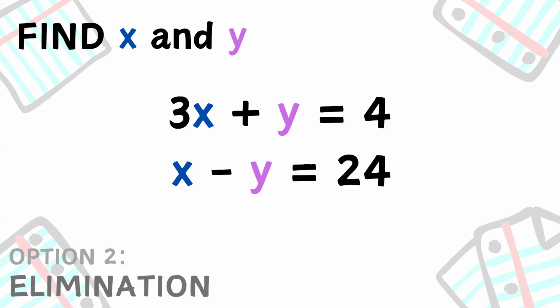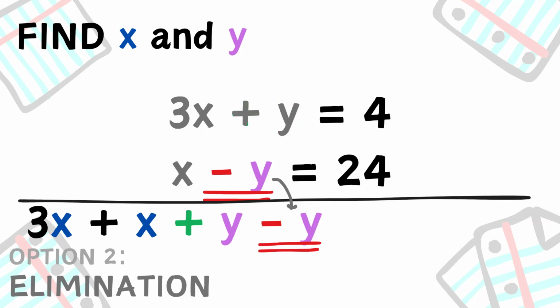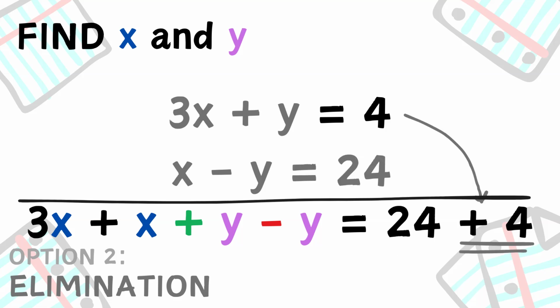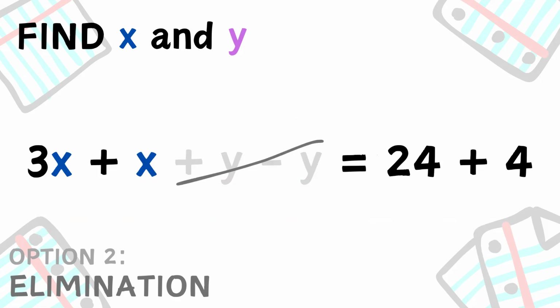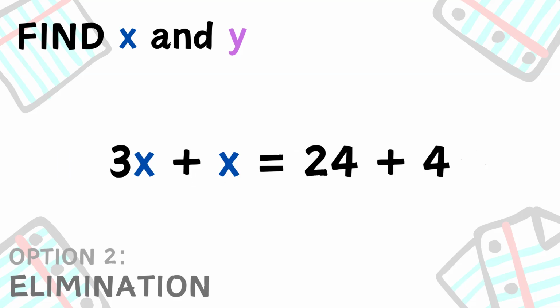Now, we could have also used elimination to solve for x and y. We notice that on the left we have plus y and minus y, which we might be able to cancel out. Adding everything together on the left, we get 3x plus y minus y. And on the right, we have 24 plus 4. Here, we can cancel out the y's. That means the only variable left in this equation is x.